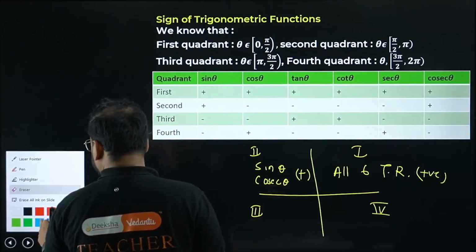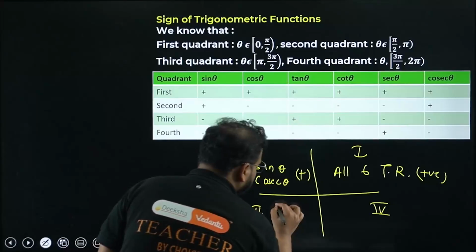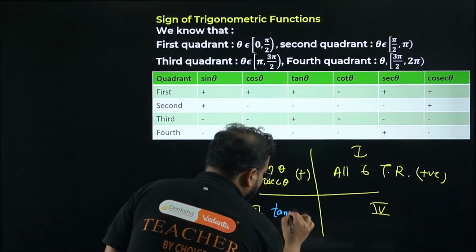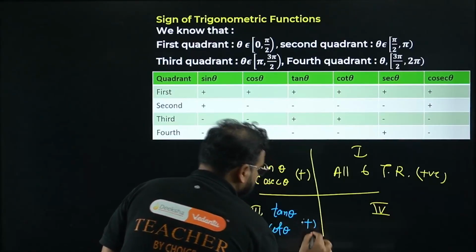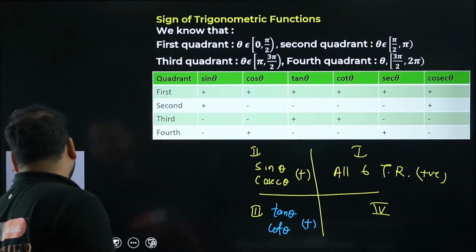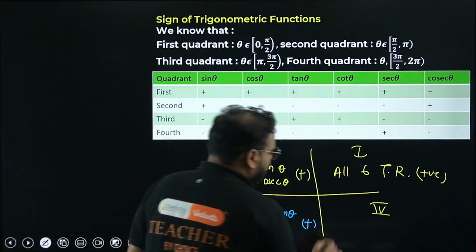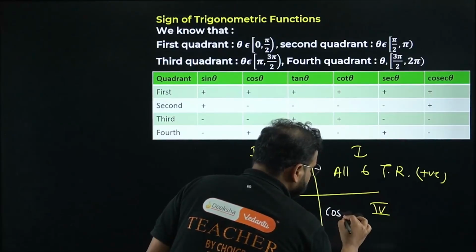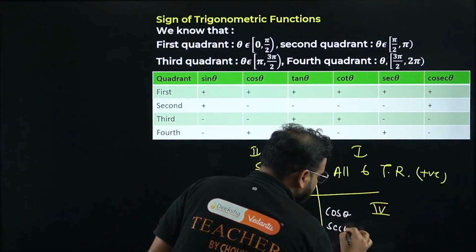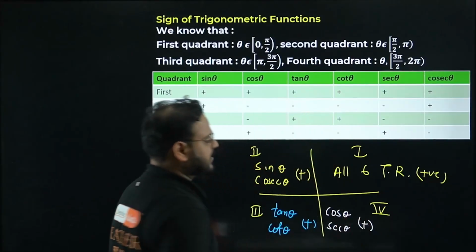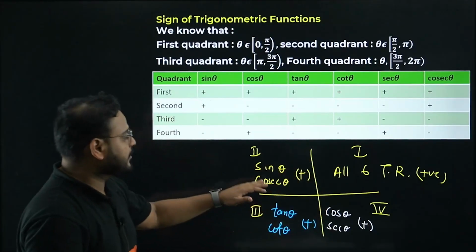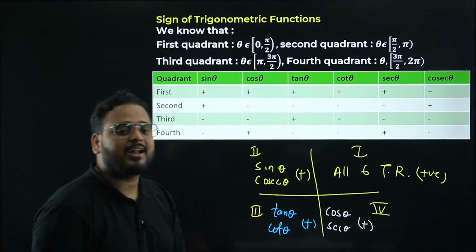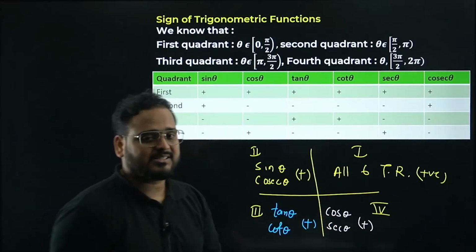In the case of the third quadrant, you have only tan theta and of course the reciprocal cot theta positive. And the last one, the fourth quadrant, you have cos theta and sec theta as the positive ones. So in the first quadrant we have all 6 trigonometric ratios positive. Second, we have sine and cosec. Next we have tan and cot, and the last we have cos and sec positive.